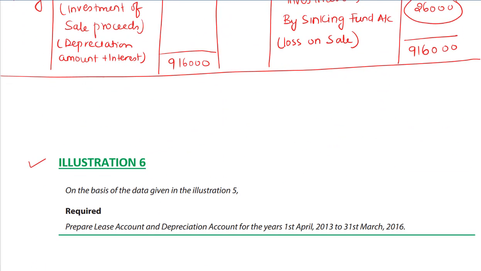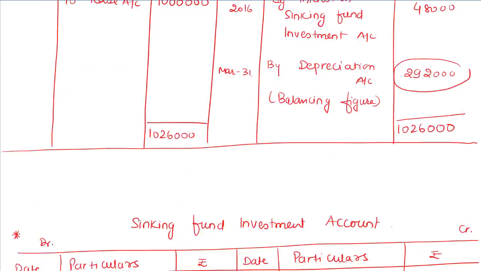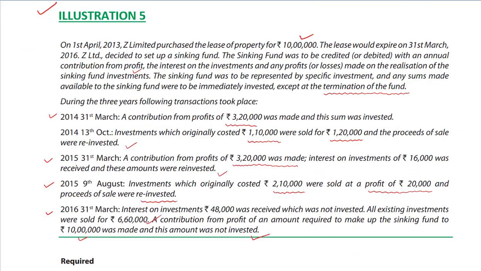On the basis of data given in illustration 5, required: prepare lease account and depreciation account for the year 1st April 2013 to 31st March 2016. Quickly do one thing. Kindly refer to the whole question once again.